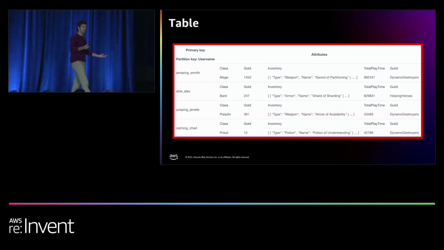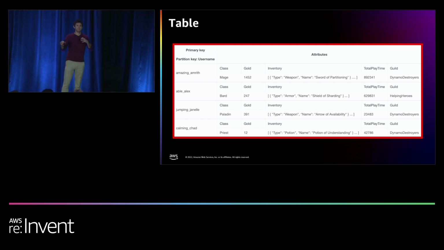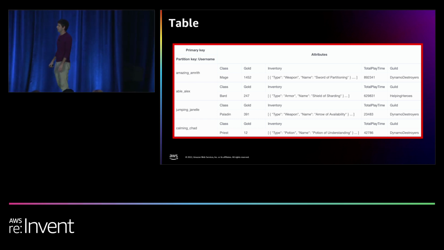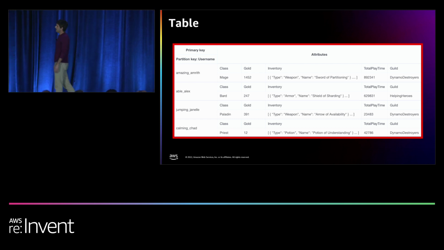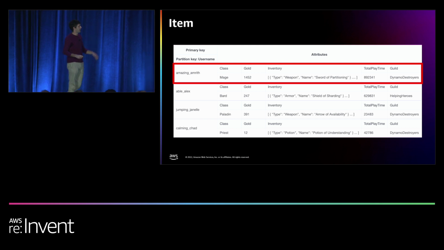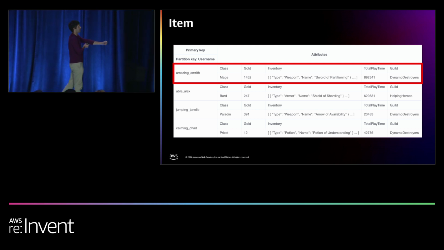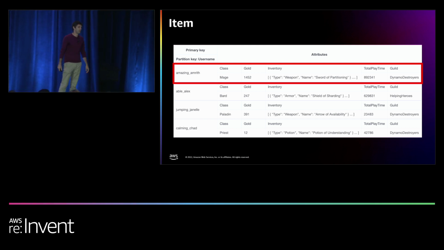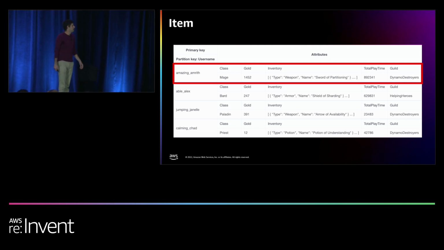So similar to a table in a relational database, but as we're going to see, different in a lot of ways as well. Now, if you look at an individual record in a table, as Amrit mentioned, that's going to be called an item. So this, Amrit's user record, that's going to be an individual item in your table, similar to a row in a relational database.